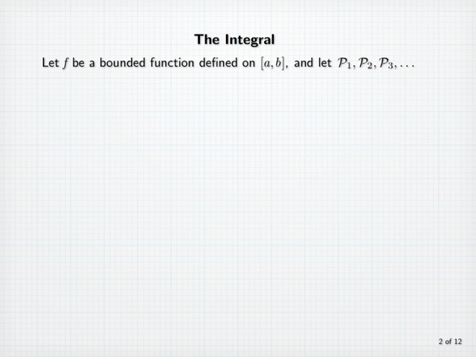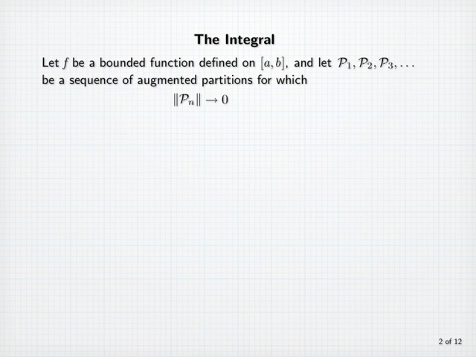And let P1, P2, P3, and so on be a sequence of augmented partitions for which the norm of P sub n approaches 0 as n goes to infinity. This means as we add more and more points to our partitions, the maximum distance between points approaches 0.